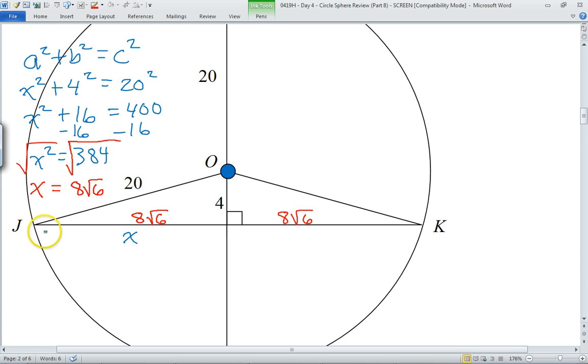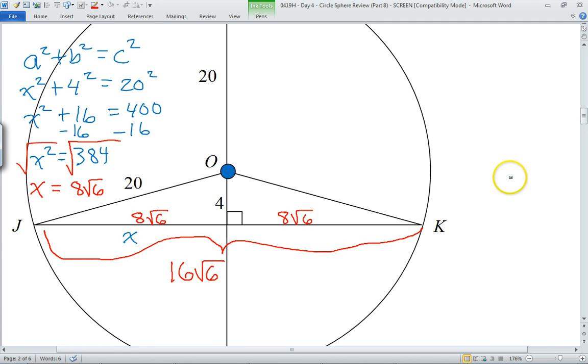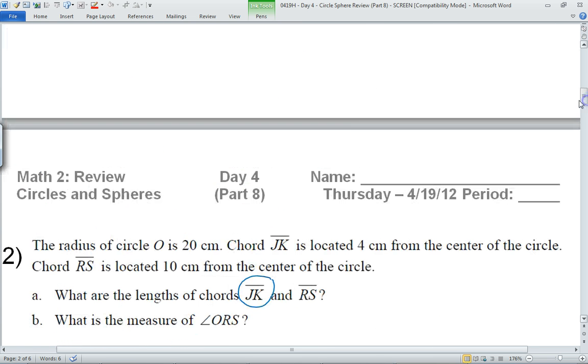So if I want the entire distance all the way, double complete rainbow, this is going to be 16 radical 6. I just add the 8 plus 8 and keep the radical 6. That's how you combine like terms. So that is the answer to that part. JK is 16 radical 6. I could get a decimal if I needed to, but for now I'm going to leave it as JK is 16 radical 6.